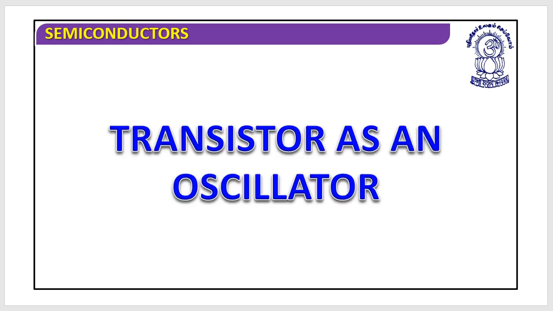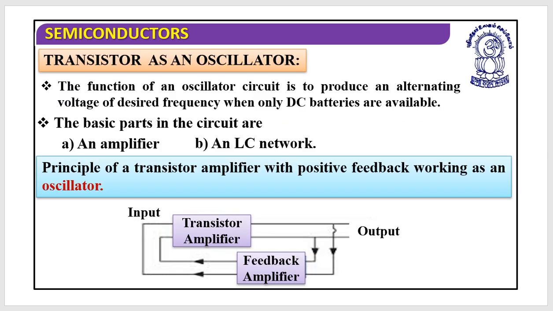Now let's look at a very unique feature of a transistor, and that is the transistor as an oscillator. Let's see what kind of work a transistor can perform when it works as an oscillator. The function of an oscillator circuit is to produce an alternating voltage of desired frequency when only DC batteries are available, and the basic parts in the circuit are an amplifier and an LC network. It's an inductor and capacitor network.